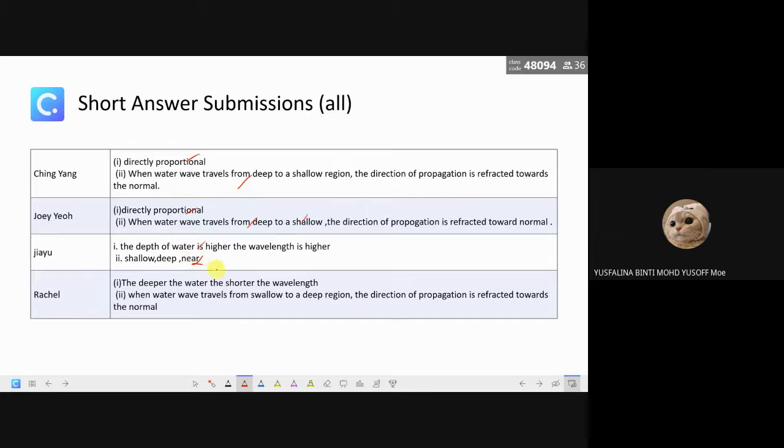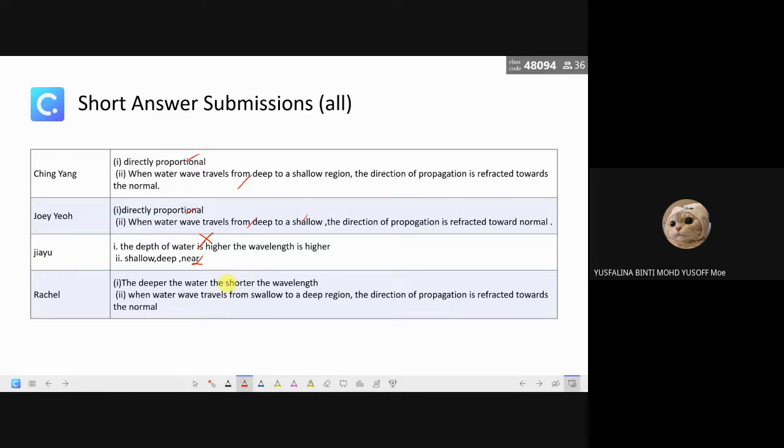Not near. It's higher. We're not comparing; we actually want to know the relationship. So for the relationship we should put: the deeper, the higher. And another one you can put is directly proportional.